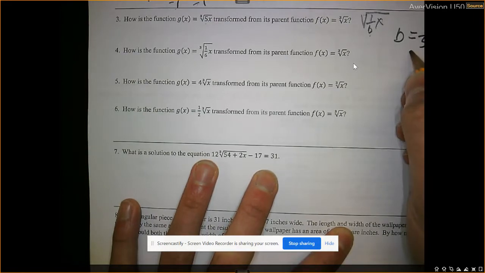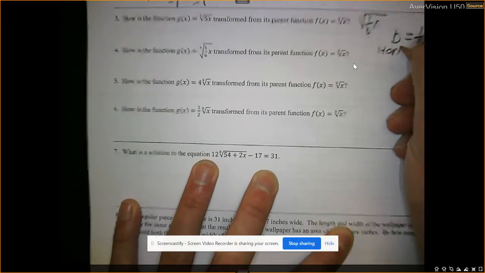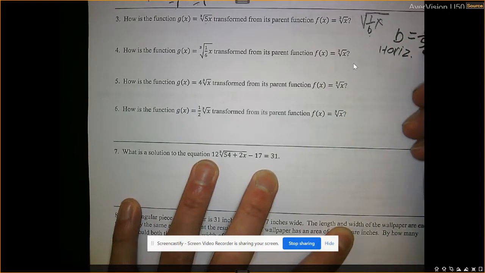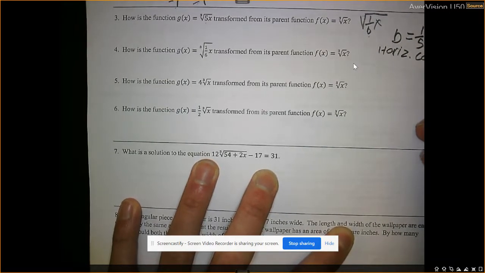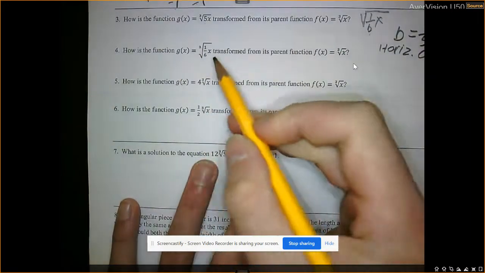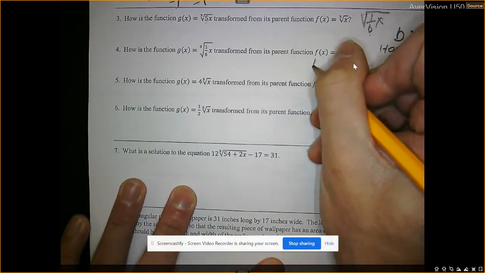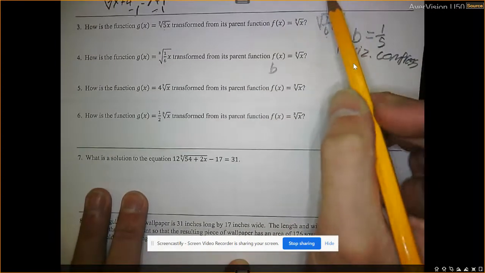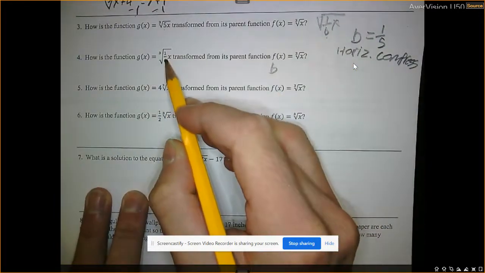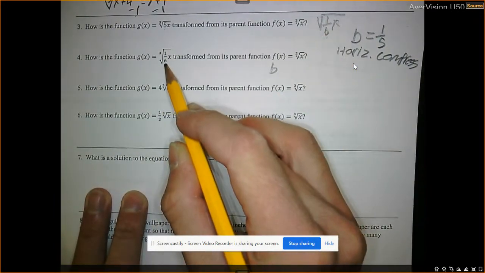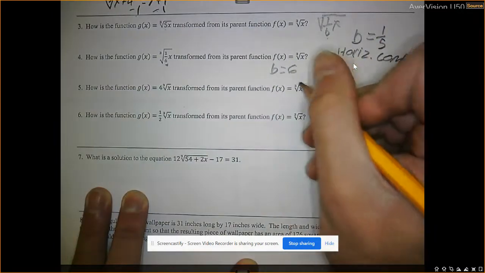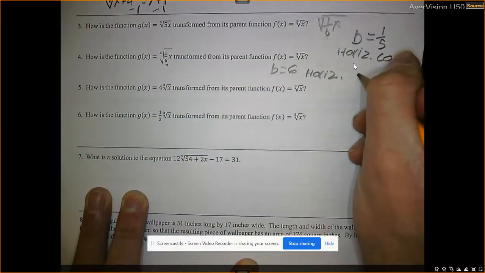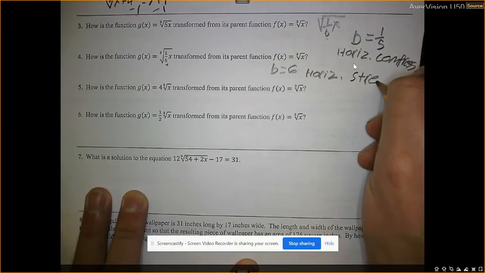And what this is going to do is horizontally compress. It's horizontal because it's in the root with x, and it's going to compress because it's a fraction. Now here, kind of the opposite. We know it's 1 over b, times x in our root. Well, 1 over b, that means b is just the 6. So b is 6 here, and again it's horizontal because it's in the root, and this time it's going to stretch because b is greater than 1.